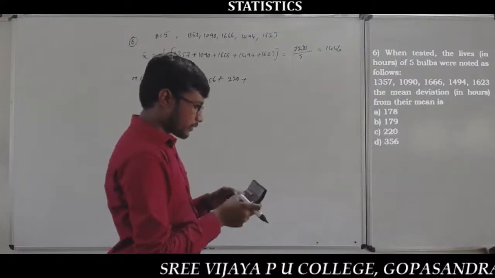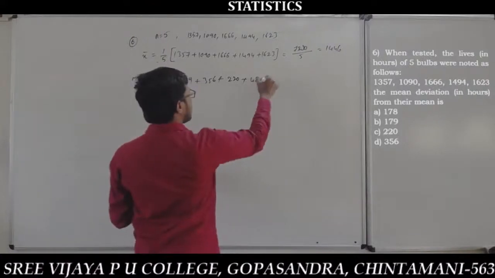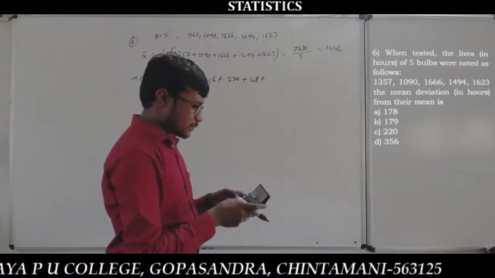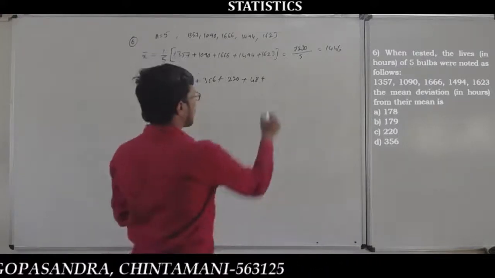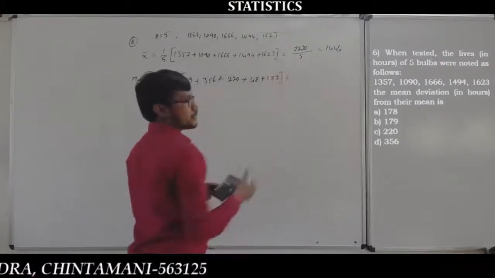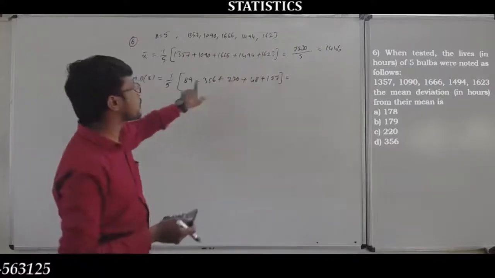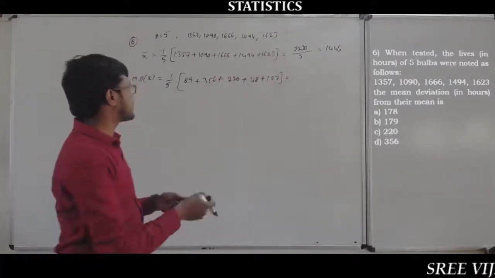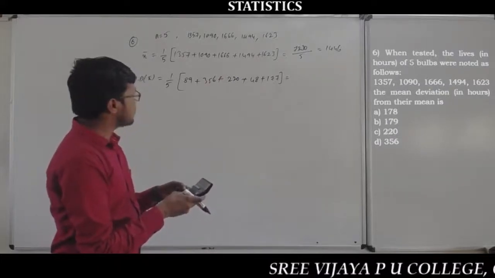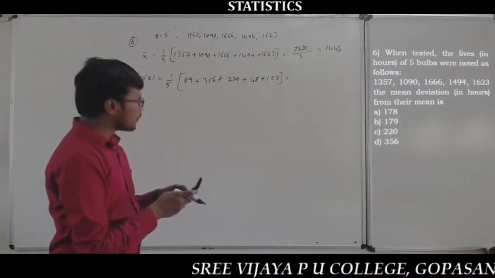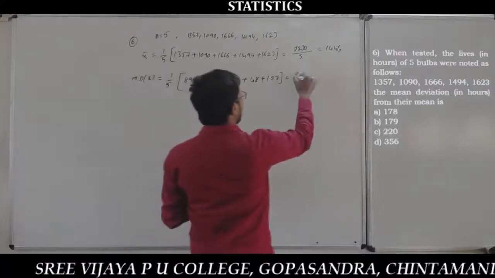Next, 1494 minus 1446, you'll get 48. Next, 1623 minus 1446, you'll get 177. So from each observation you subtract the mean and write the remaining answers. If it is negative, you take the positive, since it is the modulus of xi minus x bar. Then adding all the observations, 89 plus 356 plus 220 plus 48 plus 177, the total is 890.